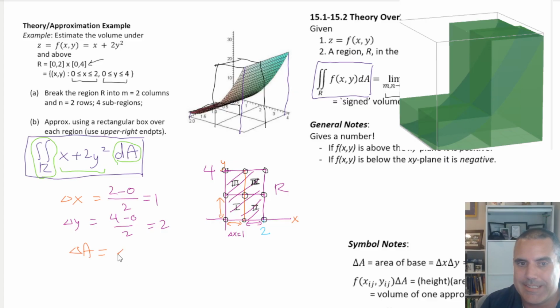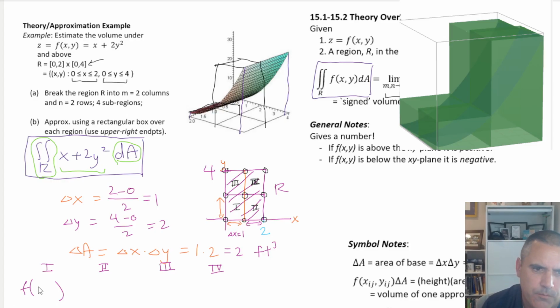This is just to get a sense of the notation. And it's practical. This is the way you would compute it. So the area of one of these bases is 2 square feet, let's say. And then we're going to compute the height, but that's changing. So you would add up all 4 heights. So you do the height at the first upper right endpoint. What would that be? It'd be 1, 2.